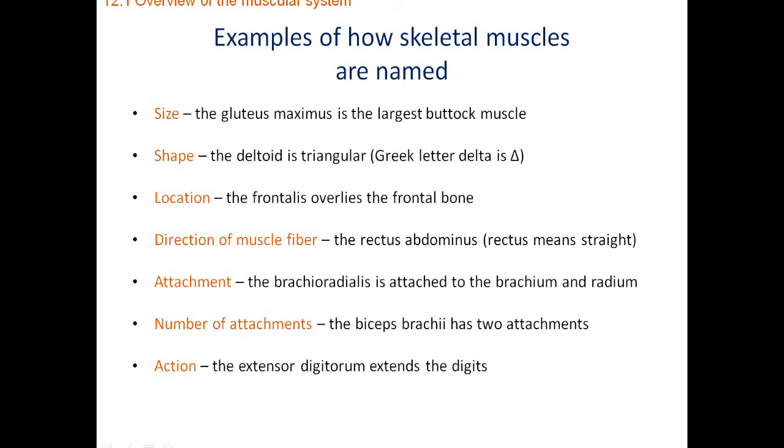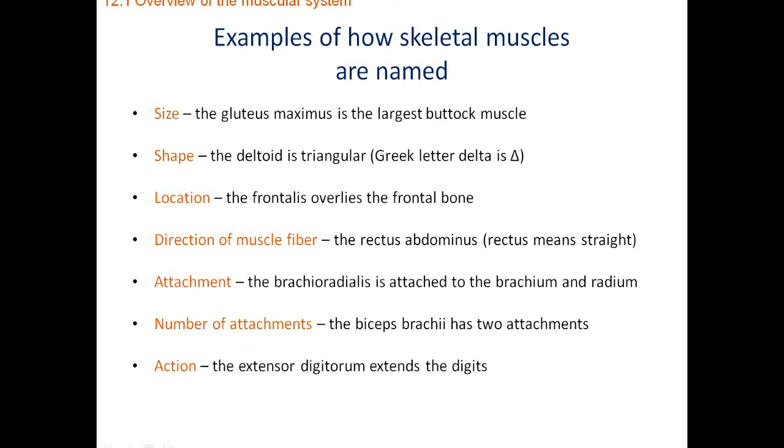They're named by location, like where they're found. The frontalis covers the frontal bone of your skull. They're named according to the direction the muscle fibers run. The rectus abdominis, that's the muscles over your abs that give you the six-pack. Those muscles are rectus. Rectus means straight, so they're going straight up and down.